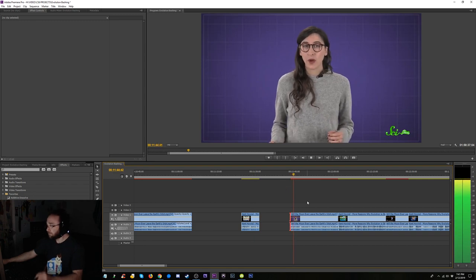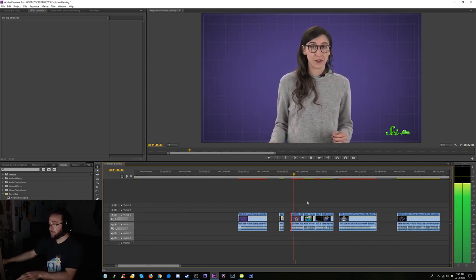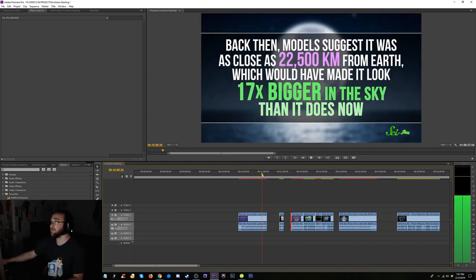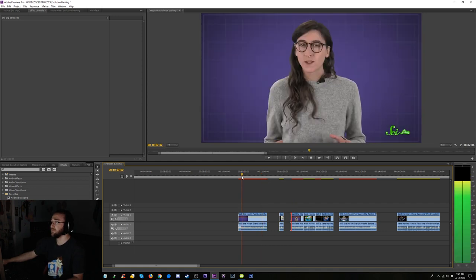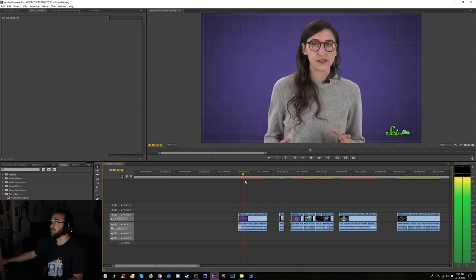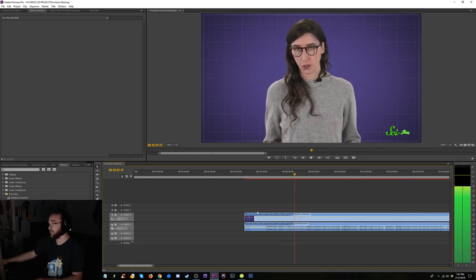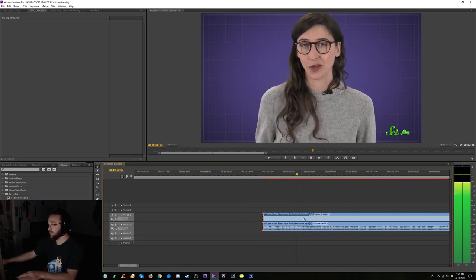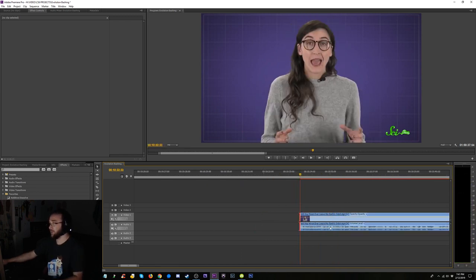The reason it's moving away also explains why it will never leave us. Where's the first part? 2,500 kilometers from Earth. The Moon stably orbits the Earth at an average distance of 384,000 kilometers. That's not completely true, though.